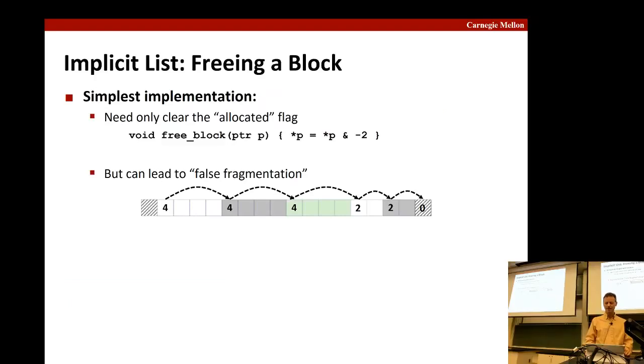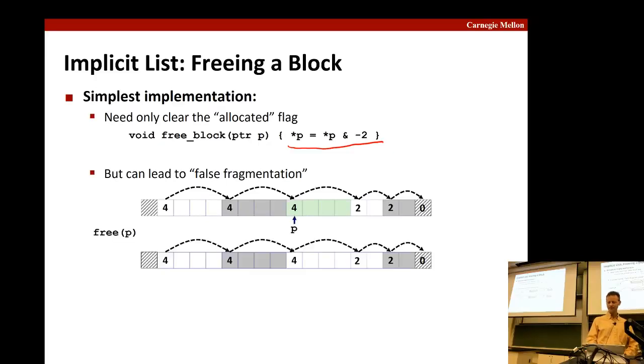Okay. What about the opposite, freeing a block? One approach is that the only thing you do is you just clear the allocated bit. So you take the thing that's stored here. This is really 4/1 because it's allocated, and you just want to convert that to 4/0, and you do that through this bit manipulation that just zeroes out the last bit. So that's fine and good.